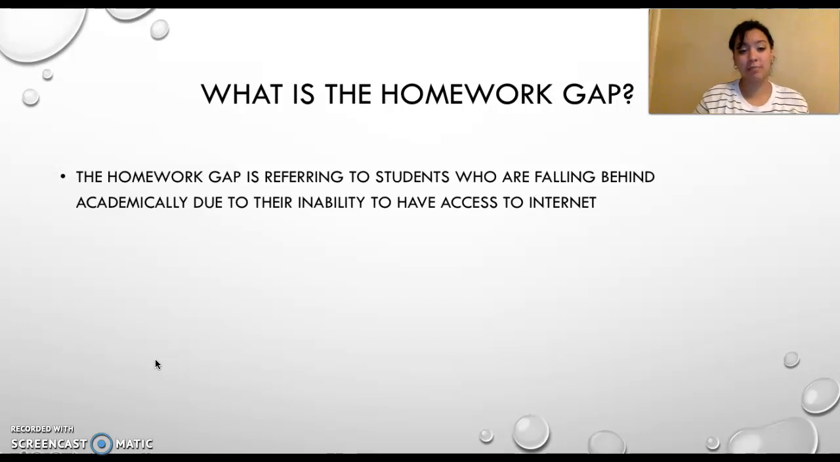So what is a homework gap? The homework gap refers to students who are falling behind academically due to their inability to have access to internet.